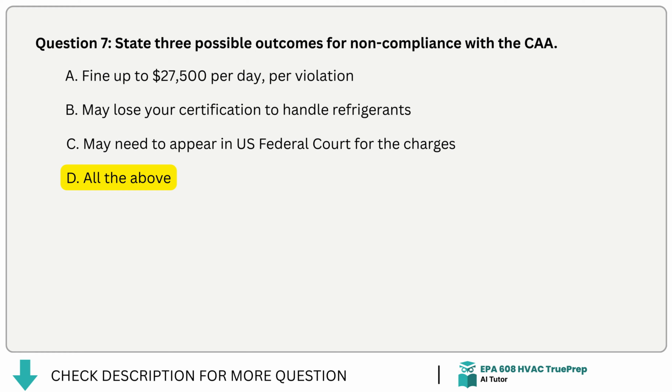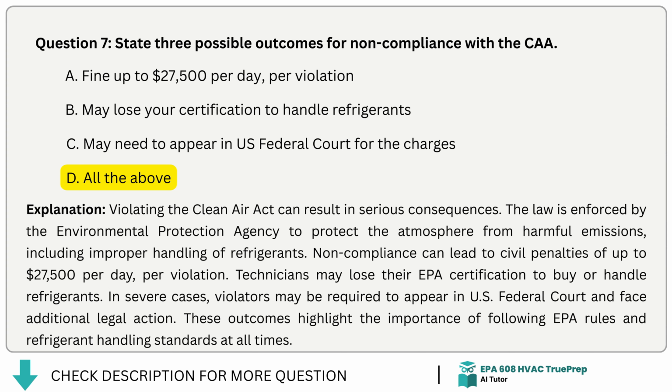All the above. Violating the Clean Air Act can result in serious consequences. The law is enforced by the Environmental Protection Agency to protect the atmosphere from harmful emissions, including improper handling of refrigerants. Noncompliance can lead to civil penalties of up to $27,500 per day per violation. Technicians may lose their EPA certification to buy or handle refrigerants. In severe cases, violators may be required to appear in U.S. federal court and face additional legal action. These outcomes highlight the importance of following EPA rules and refrigerant handling standards at all times.